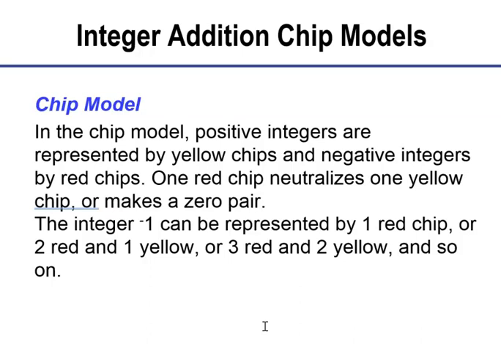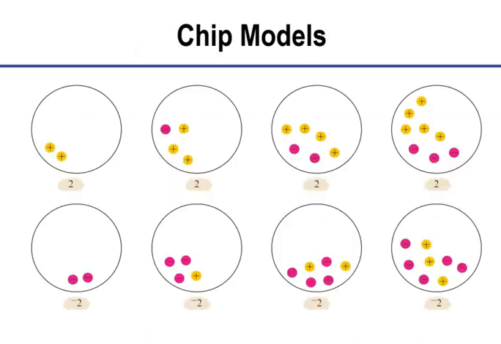Red is negative, yellow is positive, and so on. So let's look at some examples of the chip model here. To represent 2, so top left over here, we just have 2 pluses. Another way to represent 2, if you'll see, the negative and the positive cancel each other out.